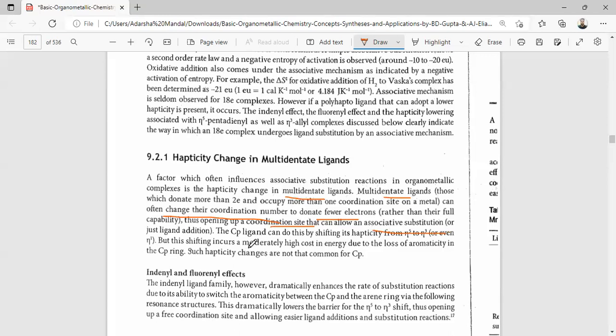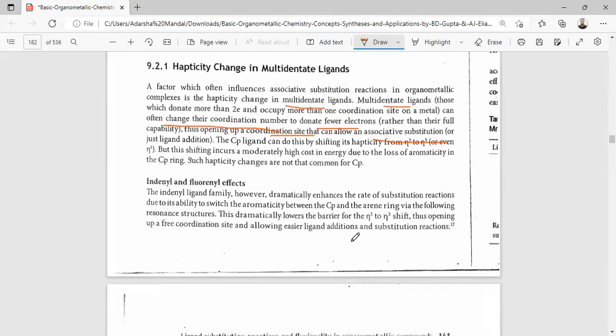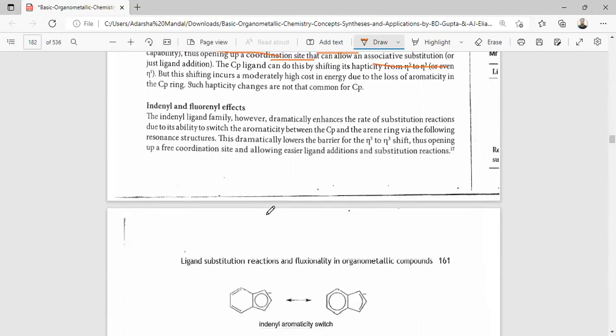The Cp ligand can do this by shifting hapticity from eta-5 to eta-3, but this shifting incurs a moderately high cost in energy due to the loss of aromaticity in the Cp ring. Such hapticity changes are not common for Cp. So, the indenyl and fluorenyl effects. The indenyl ligand family, however, dramatically changes the rate of substitution reactions due to its ability to switch the aromaticity between the Cp and the arene ring via the following resonance structure. This dramatically lowers the barrier to eta-5 to eta-3 slippage, thus opening a free coordination site and allowing easier ligand addition in the substitution reaction.